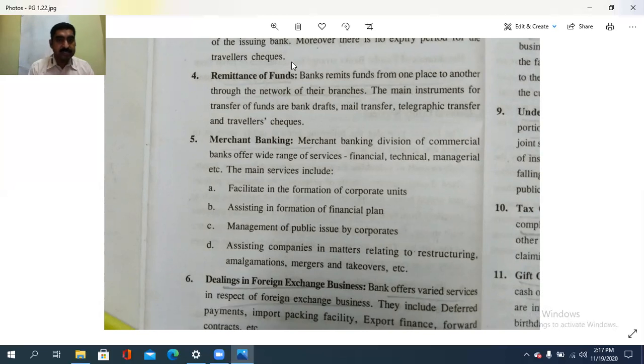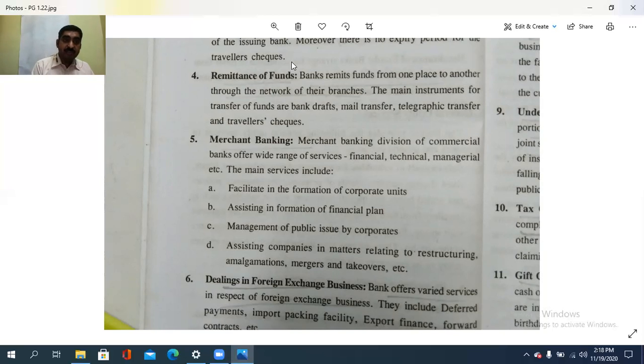The main services include facilitating the formation of corporate units, assisting in formation of financial plan, management of public issues by corporates, അതായത് companies, assisting the companies in matters relating to restructuring, amalgamation, merger and takeover, etc. So these are the merchant banking functions.